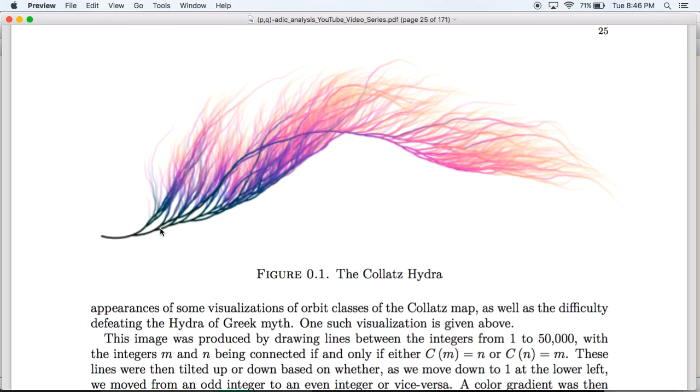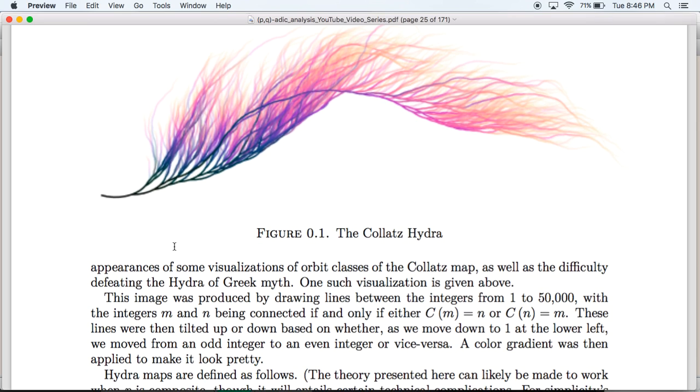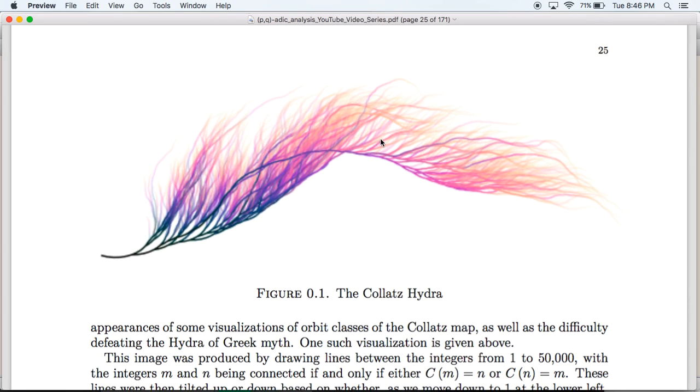The lines between two numbers are then tilted left or right based on whether, as we move to the left toward 1 at the end, we go from an even integer to an odd integer or from an odd integer to an even integer. Then a nice color gradient was applied to make it look pretty, and we get this. Conjecturally, if the Collatz conjecture is true, this tree should go on to contain all positive integers.